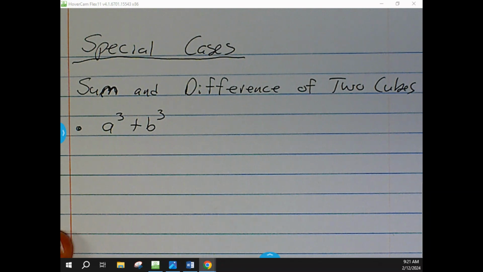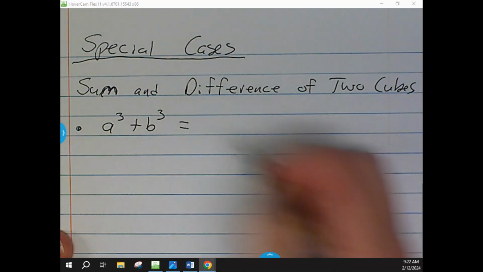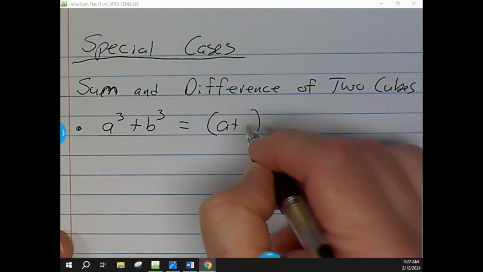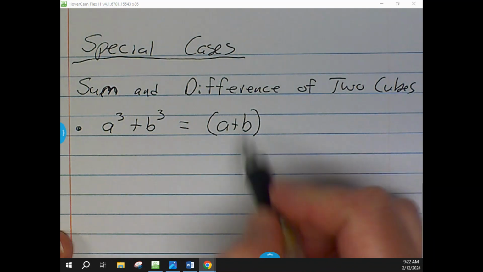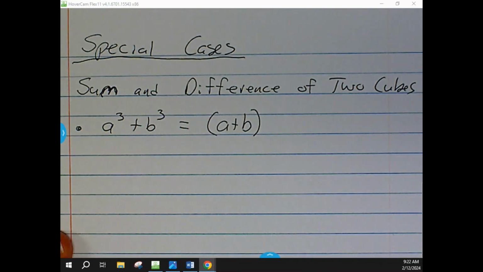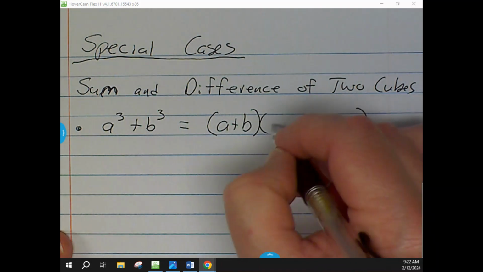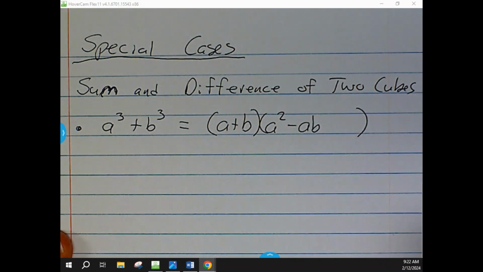The basic formula that they give you for this one is: if you have something cubed plus something cubed, this is what the answer is going to wind up being. If it's A cubed plus B cubed, the first parentheses is A plus B. The second parentheses is A squared minus A times B, and then plus B squared.